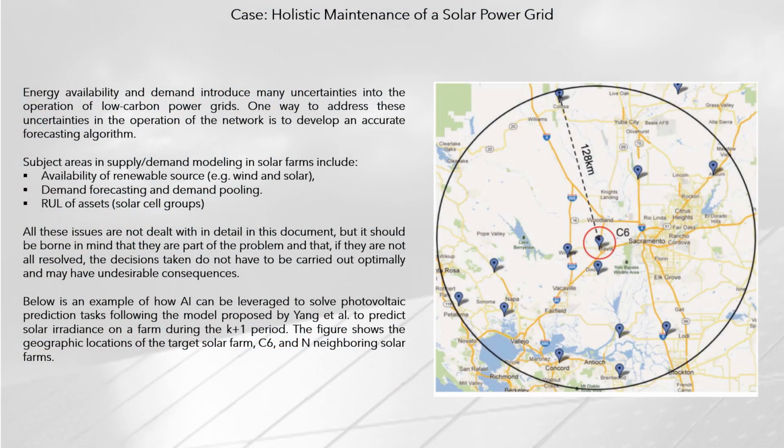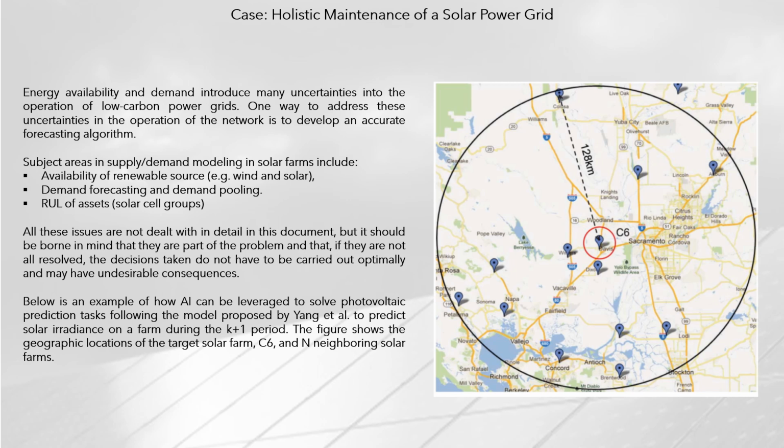The availability of energy and demand introduce many uncertainties into the operation of low-carbon power grids. One way to address such uncertainties in network operation is to develop an accurate forecasting algorithm. Subject areas in supply-demand modeling in solar farms include availability of renewable source, wind and solar, demand forecasting and demand pooling, role of assets, solar cell groups. All these issues are not dealt with in detail in this document, but it should be noted that they are part of the problem and that, if all of them are not resolved, the decisions that are made do not have to be optimally complied with and may lead to undesirable consequences.